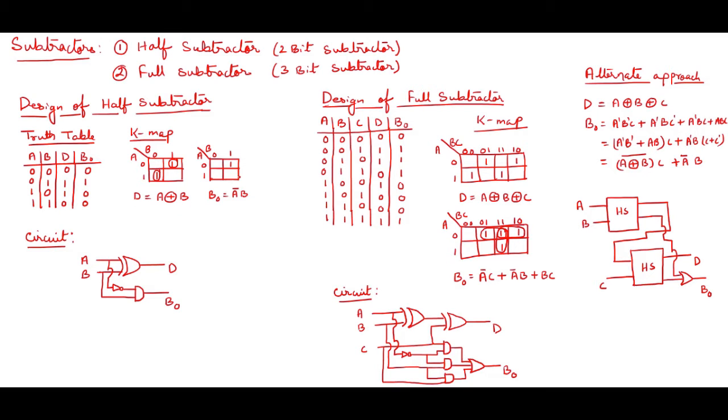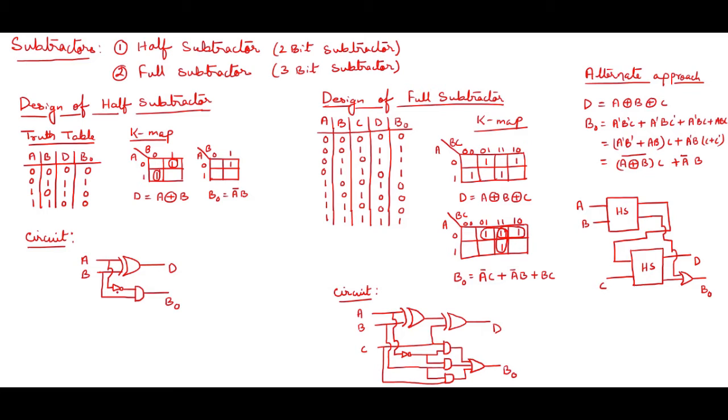Now coming to borrow, I get a single one, under BO at 0 1. I get 1 because I'm borrowing 1 here, since 10 minus 1 is 1. That one I have taken here. It is A bar and B, so A bar B is the borrow. Now I have the two equations for difference and borrow.